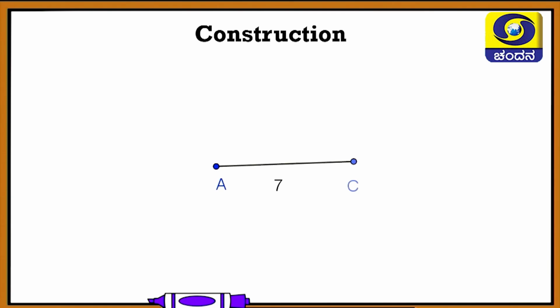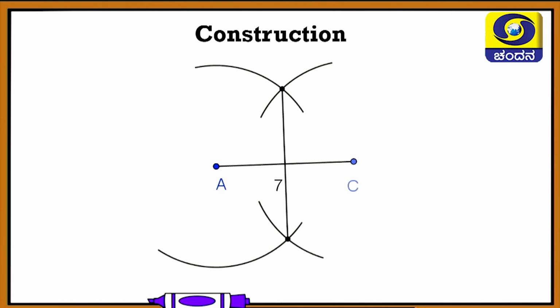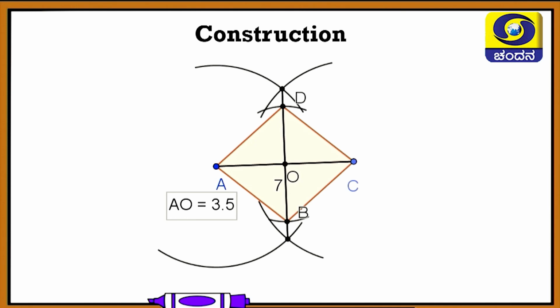Now I am bisecting the AC line here, children. You know how to bisect. Now I will join that one. With O as center, take 3 centimeter radius because they have given 6 centimeter. The length of BD is 6 centimeter they have given. With O as center, keep 3 centimeter radius, cut that line. We will get point D and point B.